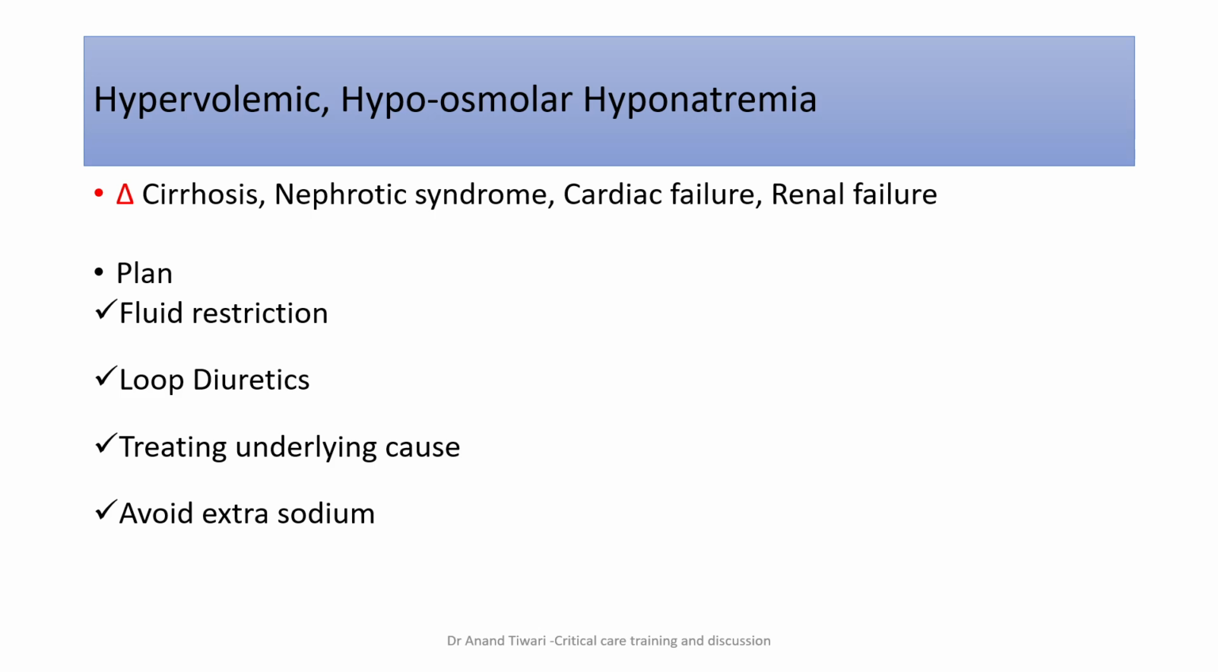Coming to hypervolemic hypoosmolar hyponatremia, as I already told, there is volume excess in cirrhosis, nephrotic syndrome, cardiac failure patients, renal failure patients. The treatment will be to reduce the water excess, fluid restriction to 50 or 60% of the intake, loop diuretic, treating the underlying cause which has precipitated this condition, and avoiding the extra sodium.